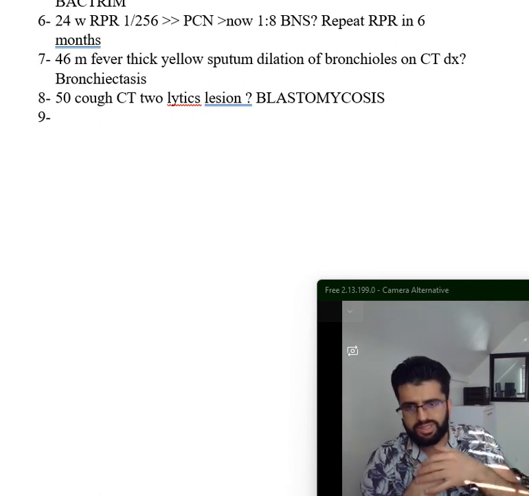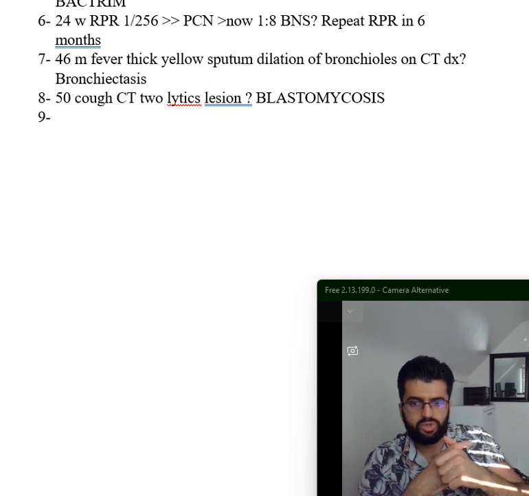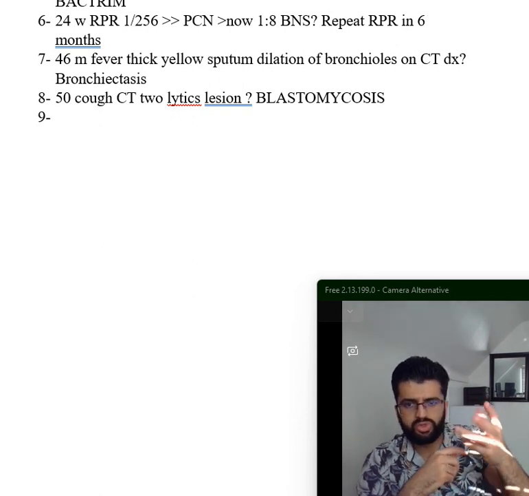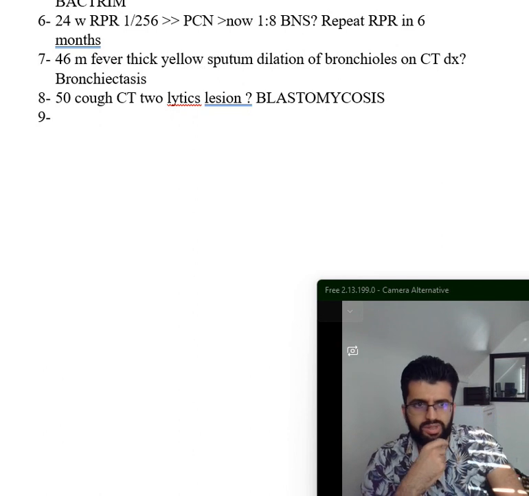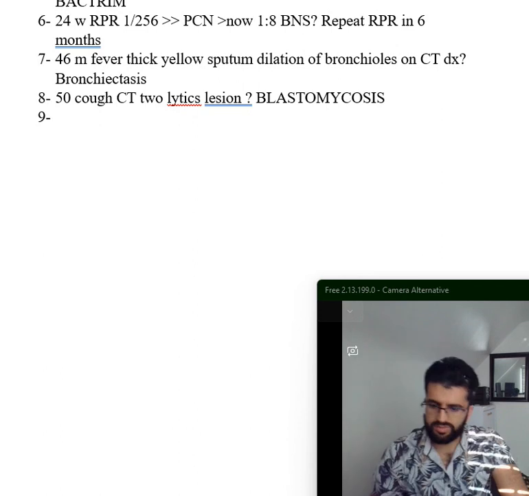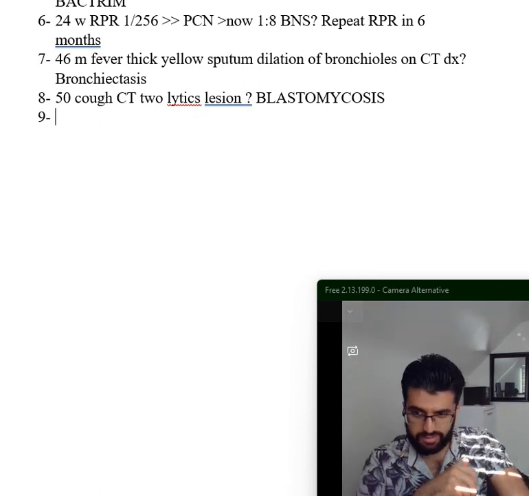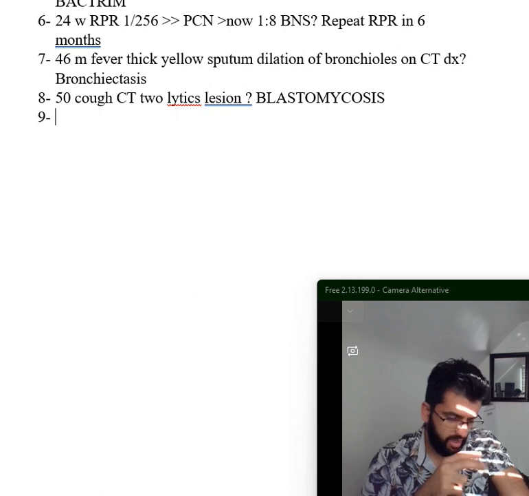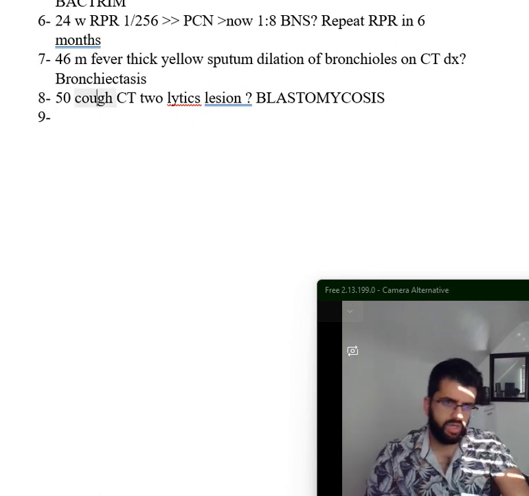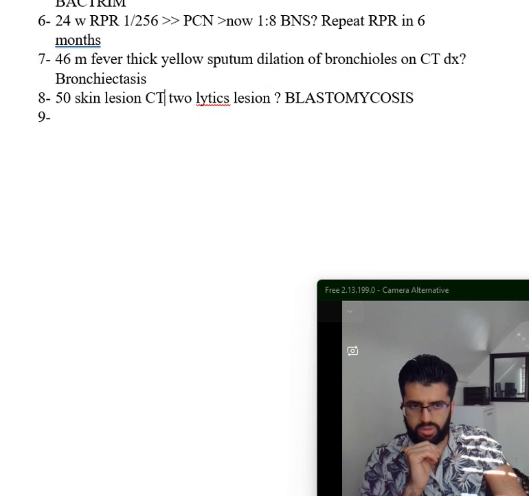And blasto, like in this case, causes bone lesions. This is the only one that causes lytic bone lesions. It can also cause genitourinary symptoms, cutaneous plaques, and ulceration as well. So this is for blastomycosis: blast bones and balls on the skin. It causes a skin lesion and a lytic bone lesion.